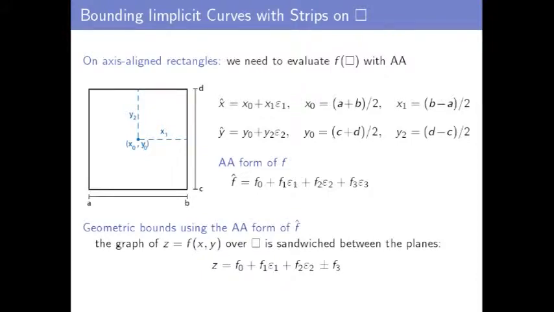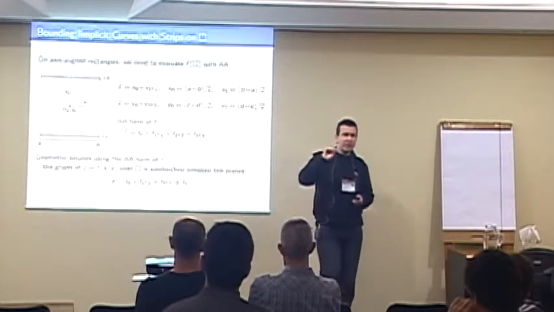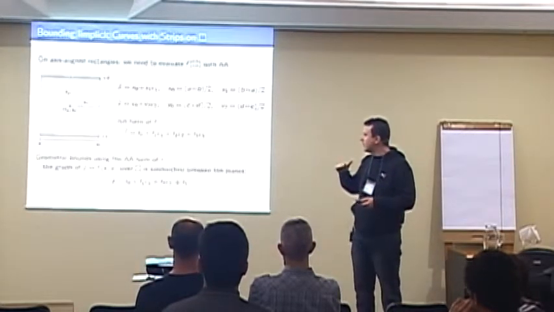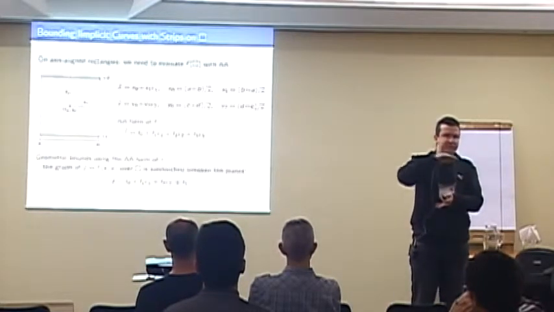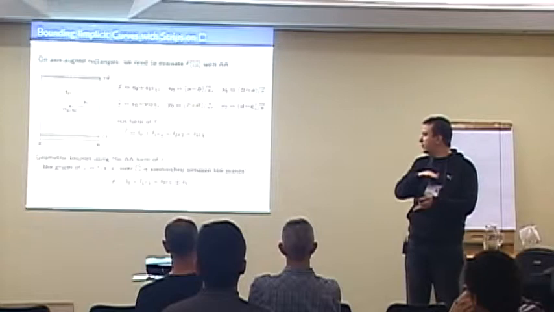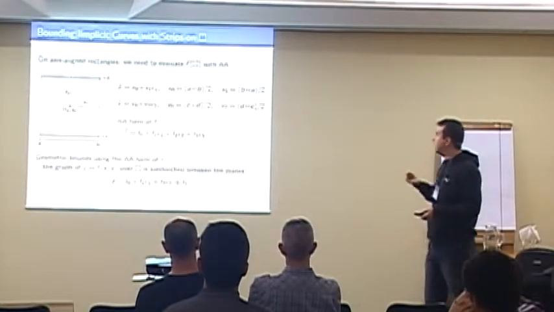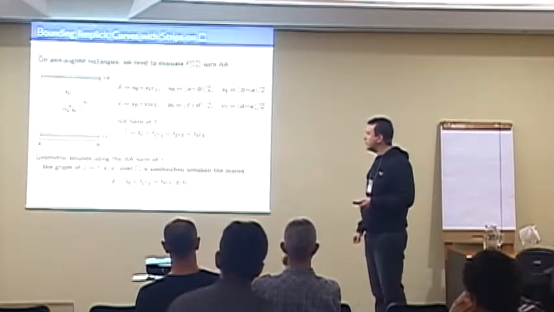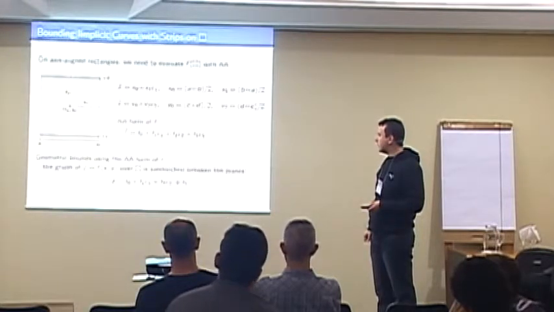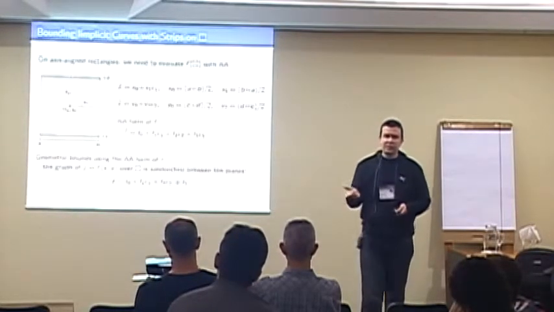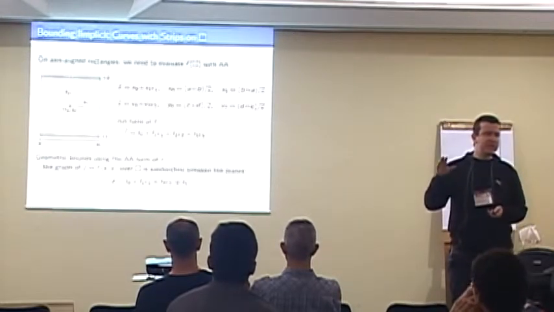Note that we can replace epsilon 3 by -1 and 1. In this expression, you have two parallel planes that surround the graph of the function f over the rectangle, okay? But there's a problem here, because z is written in terms of epsilon 1 and epsilon 2, and our implicit curves live on the Cartesian plane.